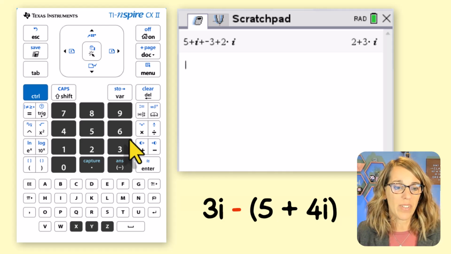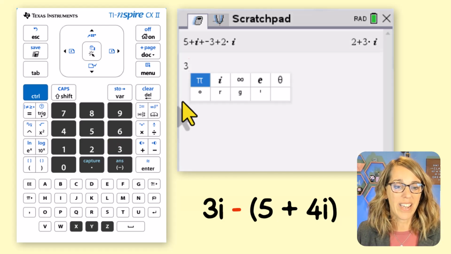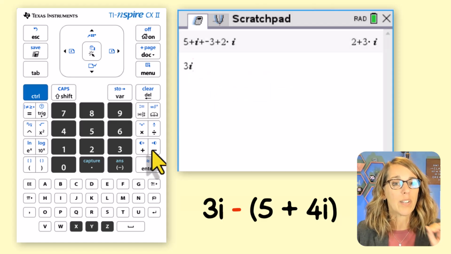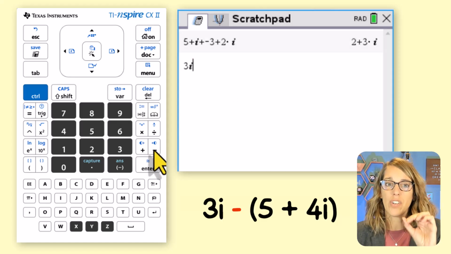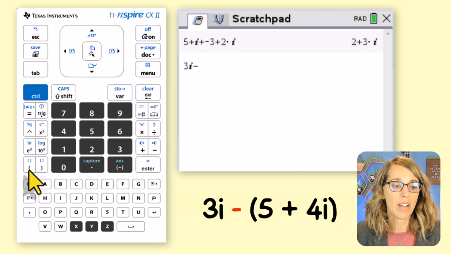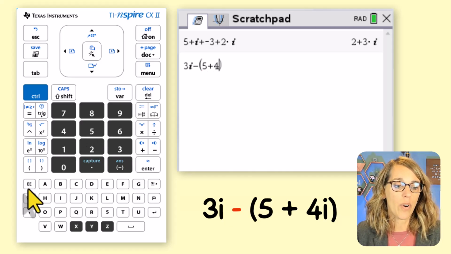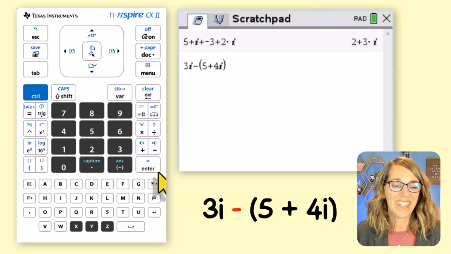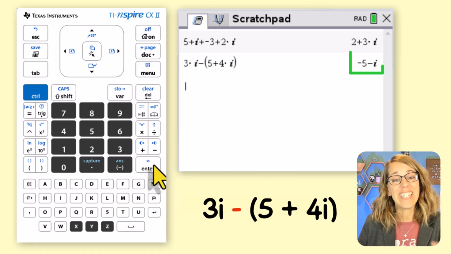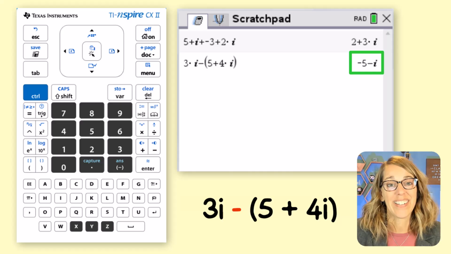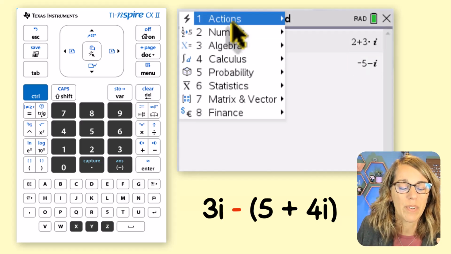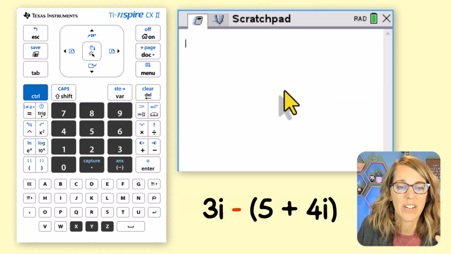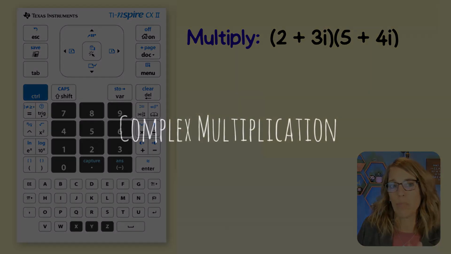So I'm going to start this one with a 3i, so 3 pi, grab my i, and then I want to subtract, so the subtraction above the enter, so subtract, parentheses, and then I've got that 5 plus 4i, pi i, and then parentheses, and then enter, and we get that -5 minus i. Let me clear what I've got here. So I'm going to go menu, actions, and then clear history. Okay, next up is multiplication.